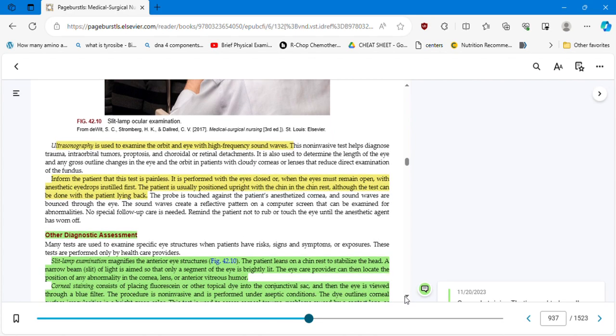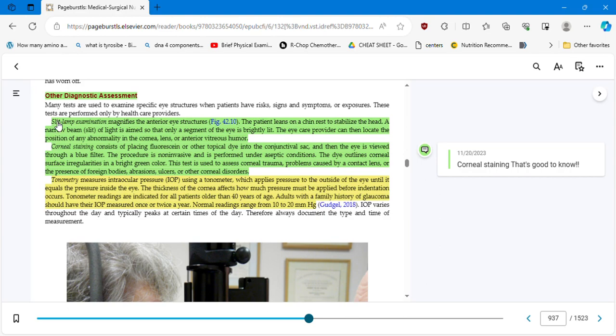Ultrasonography is used to examine the orbit and eye with high frequency sound waves. Inform the patient that this test is painless, that it is performed with the eye closed, or when the eyes must remain open, with anesthetic eye drops instilled first. The patient is usually positioned upright with the chin in the chin rest, although the test can be done with the patient lying back.